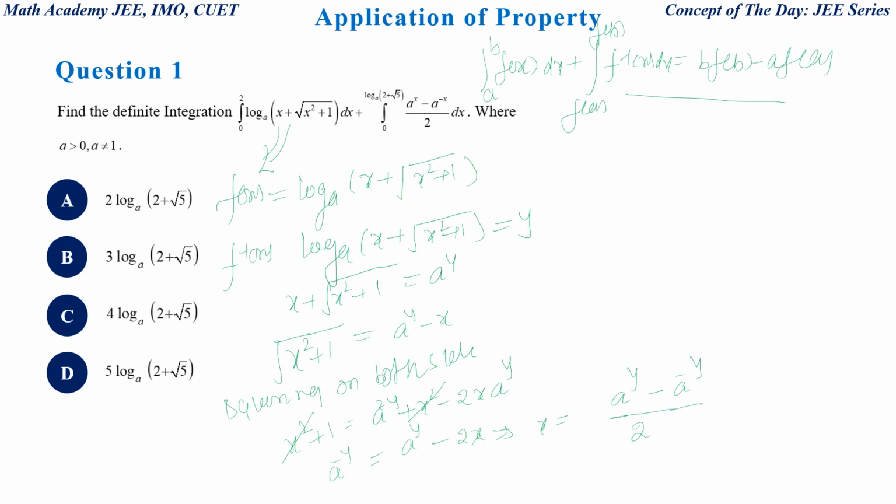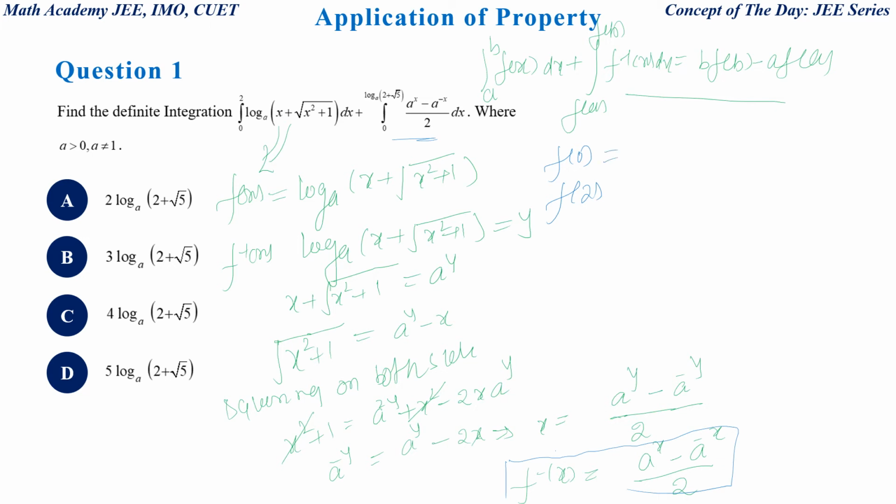Just replace x by y, and that will represent the inverse of the original function, a to the power x minus a to the power minus x divided by 2. Then you can clearly see this is nothing but the integrand of the second integration, right? And our task remains what? We just need to find the value of the function at x is equal to 0 and at x is equal to 2, because the limit of the initial function is 0 to 2.